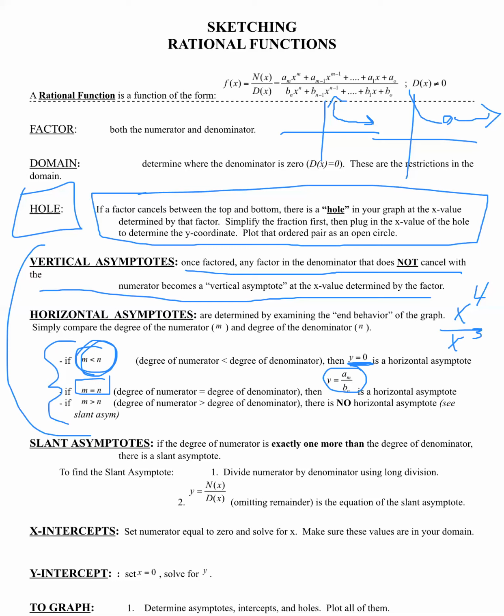And then the last one: if the degree of the numerator is greater than the degree of the denominator, you don't have a horizontal asymptote at all. You might have a slant asymptote, and we'll talk about that in our next lesson, but you're not going to have a perfectly horizontal asymptote. Okay, so let's take a look at the worksheet that I gave you with this. And if you can have this sheet easily referenced, that'll be a big help.